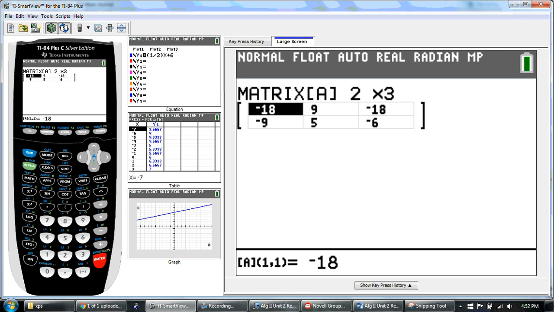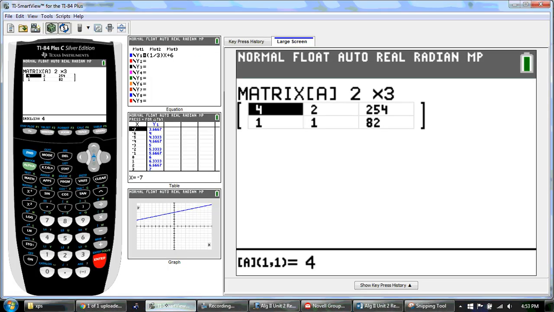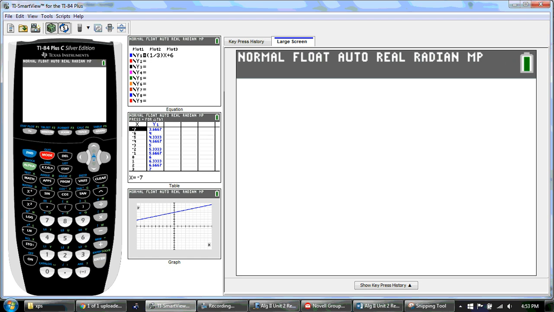And now all I do is put in the coefficients. So 4, 2, 254. Then we have 1, 1, and 82. Okay, so all I did was 4, 2, 254, 1, 1, and 82. Right? I put in 82. Okay, for some reason I keep thinking it's 84.